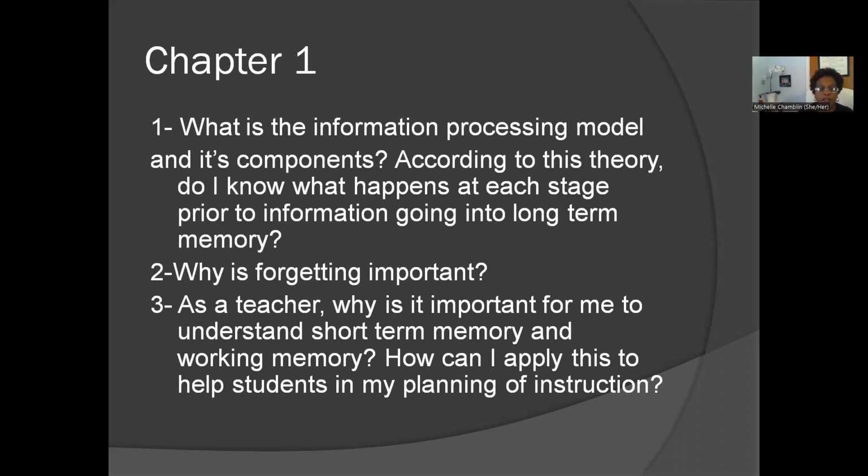So in chapter 1, here are some guiding questions, what you should be thinking about as you're reading. What is the information processing model and its components? According to this theory, do I know what happens at each stage prior to information going into long-term memory? If long-term memory application is at the end, and in the beginning it's you teaching, doing something, what's happening in between?